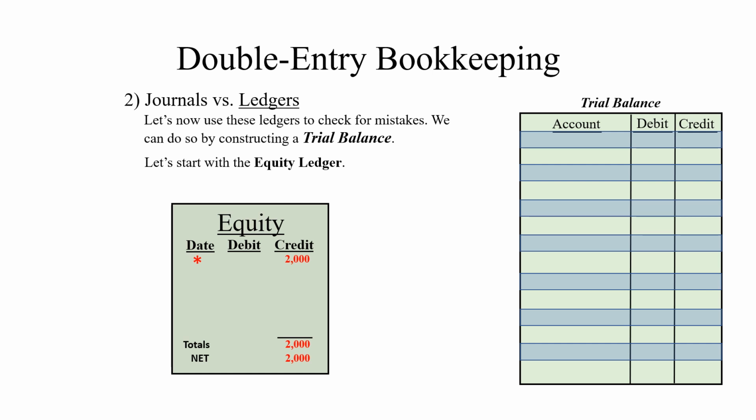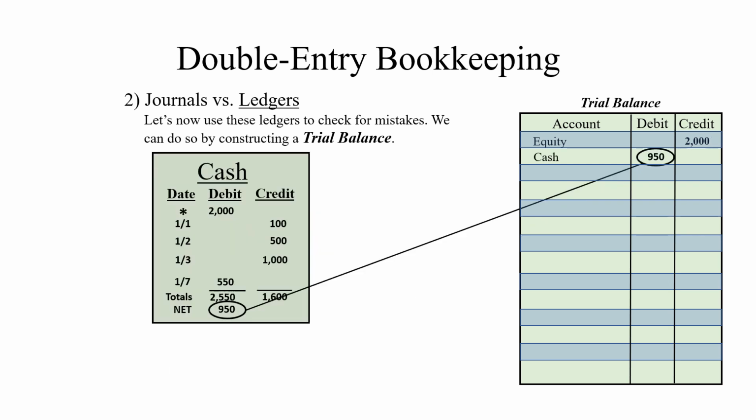At the beginning of this accounting period, your net worth was $2,000. That was carried over from the end of the previous accounting period. This value will change, however, and accurately reflect your current net worth after we've closed the books. Here, we've transferred the $2,000 net credit balance from the equity ledger into the trial balance. Here's the net debit in the cash ledger being transferred to the trial balance.